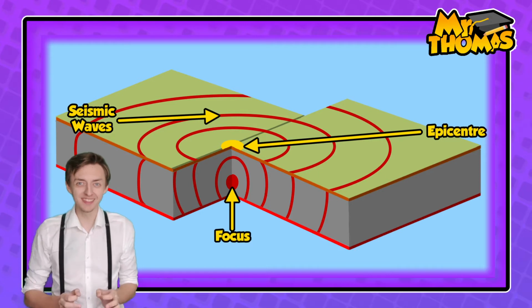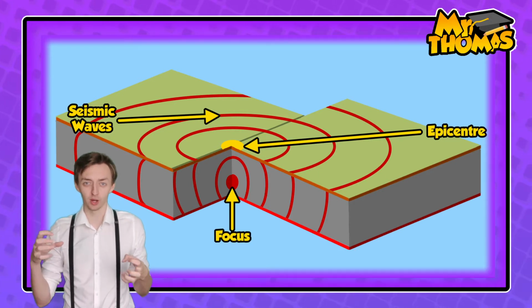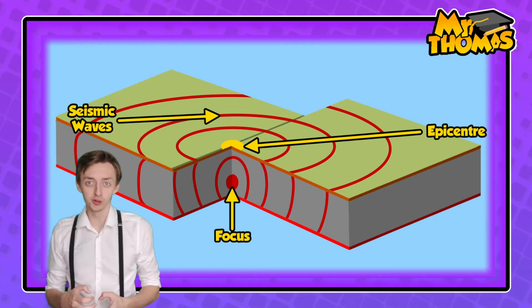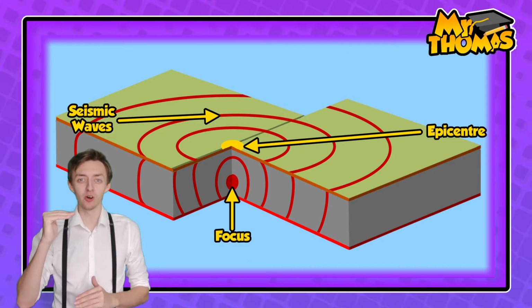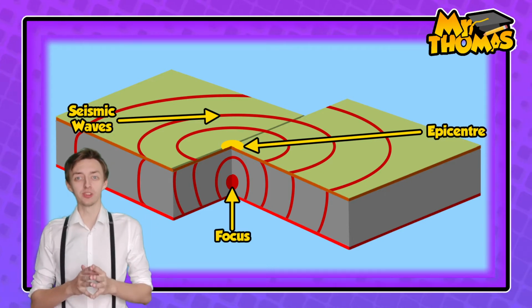The point within the Earth's crust where the earthquake originates from is called the focus, and the point directly above that on the Earth's surface is called the epicenter. The power of an earthquake can change for a whole range of reasons. For example, seismic waves tend to be more powerful the closer to the epicenter they are, and the more shallow the focus, the more destructive the earthquake tends to be.